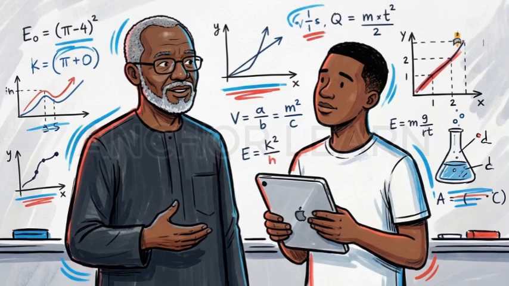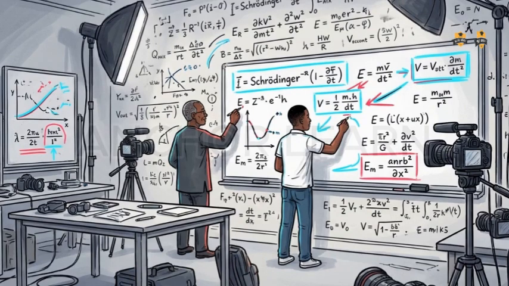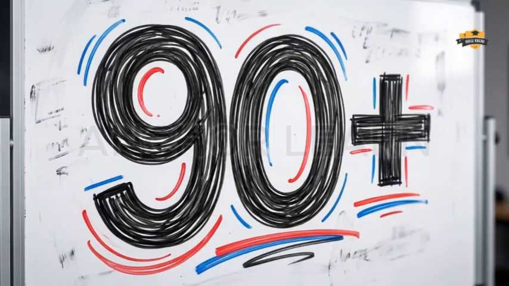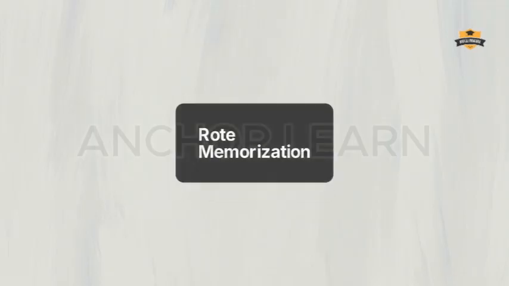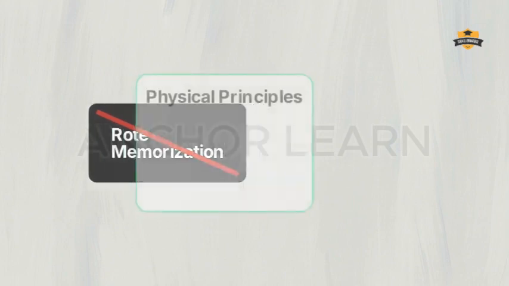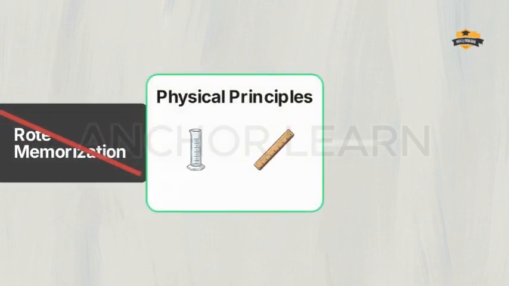I am Professor Adebayo, and this is Musa. We are here at Grit Hole Studio to ensure you are fully prepared for the UTME Physics exam. Our objective is a score of 90 or higher. To achieve this, we use a methodical approach that prioritizes understanding physical principles over simple rote memorization.